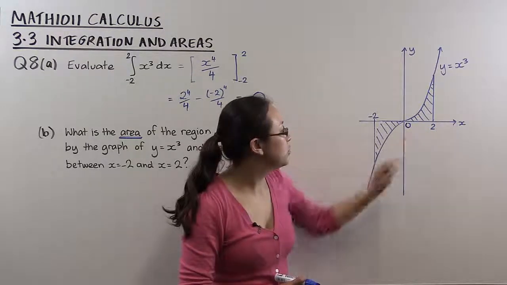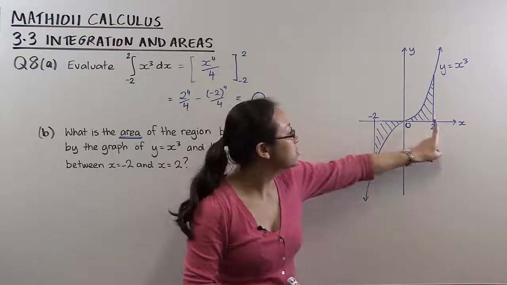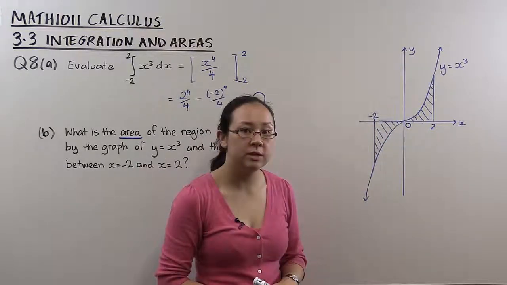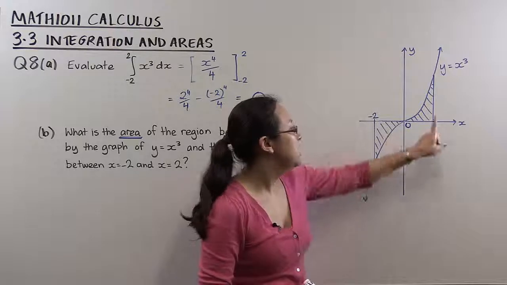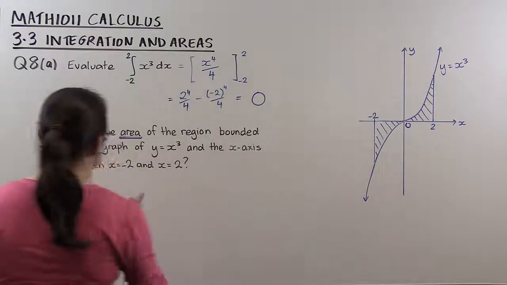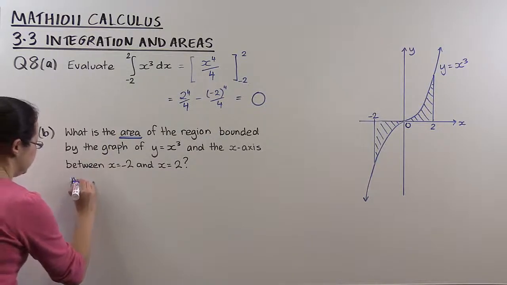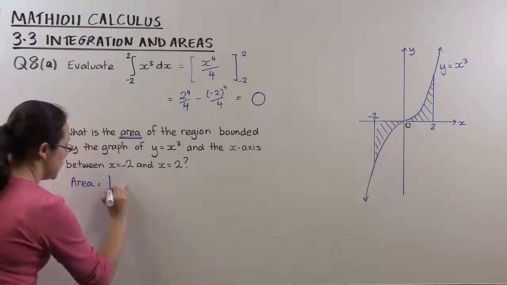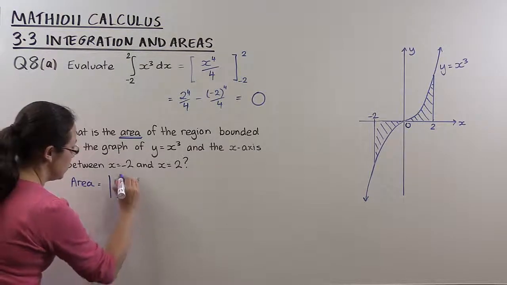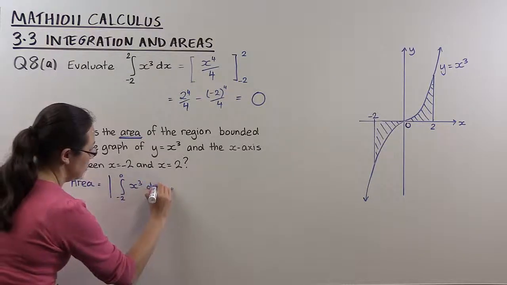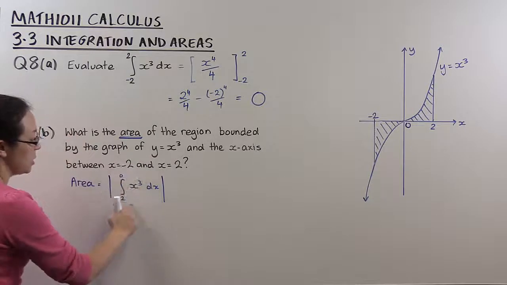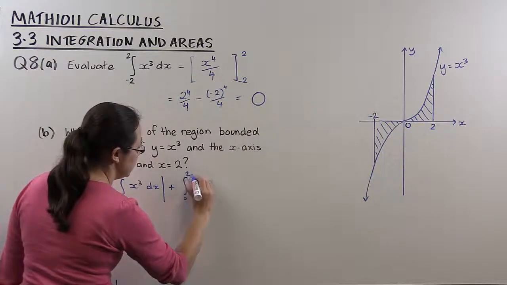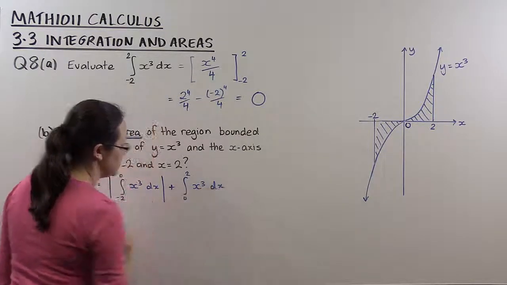If it didn't have symmetry, or say we wanted from -3 to 2, we would have to separately calculate this signed area here and absolute value it so that we had a positive number and then add it to this section here. Okay, so I might just write that the area is the absolute value of the integral from -2 to 0 of x cubed, right? So we know this is going to come out negative because it's underneath, so I would absolute value that, plus the area from 0 to 2 of x cubed dx, right?